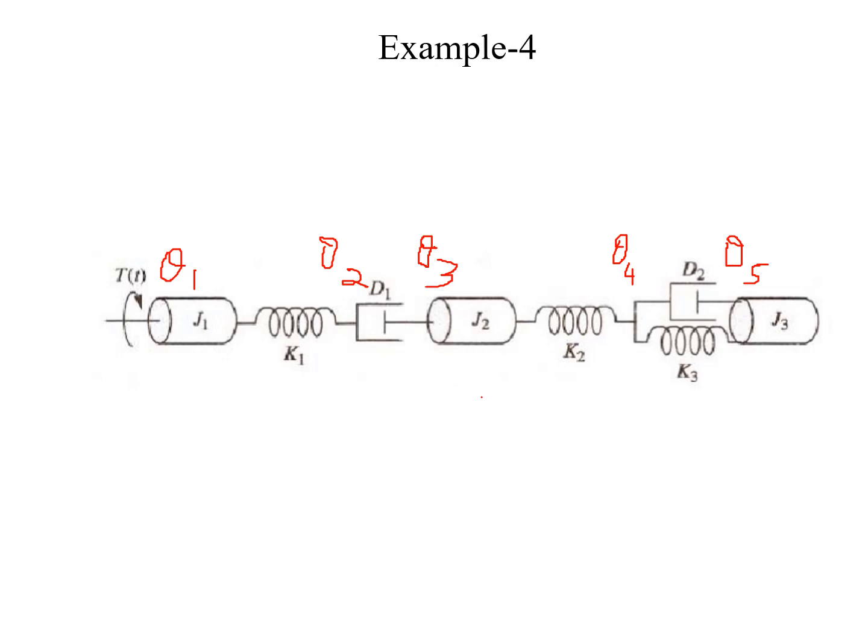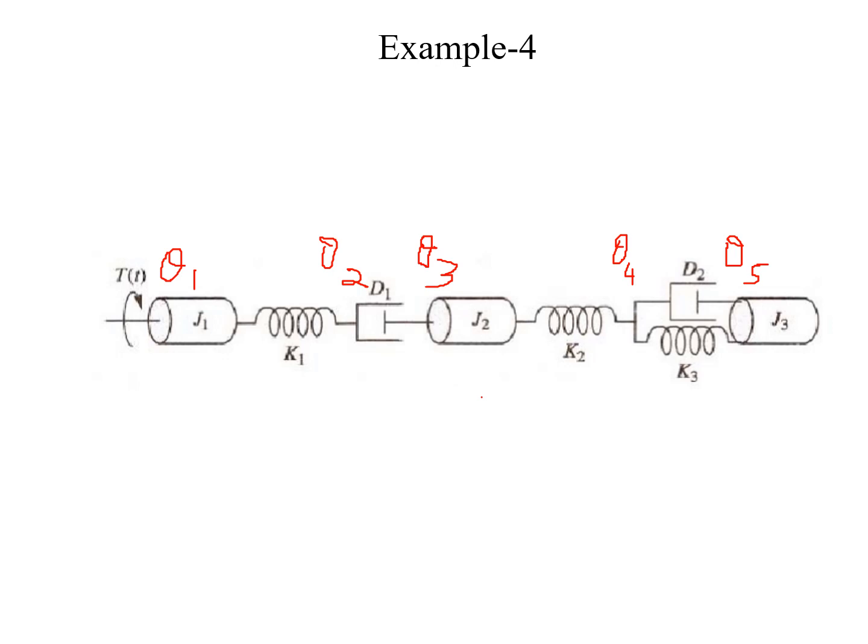Please do observe here. Whenever you have an inertia element there will not be any change in the angular displacement. So theta 1 is experienced by J1 and K1, theta 2 is experienced by K1 and D1, theta 3 is experienced by D1 and J2, and similarly theta 4 is experienced by K2, D2 and K3, and theta 5 is experienced by D2, K3 and J3.